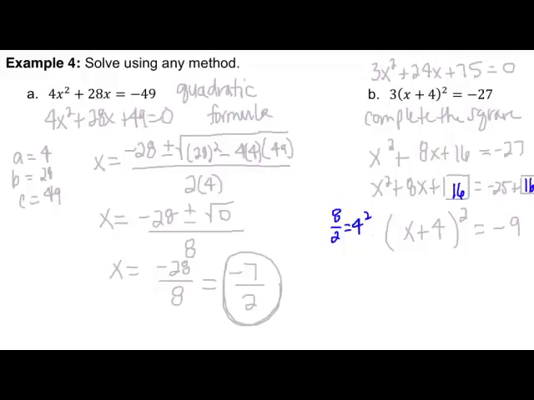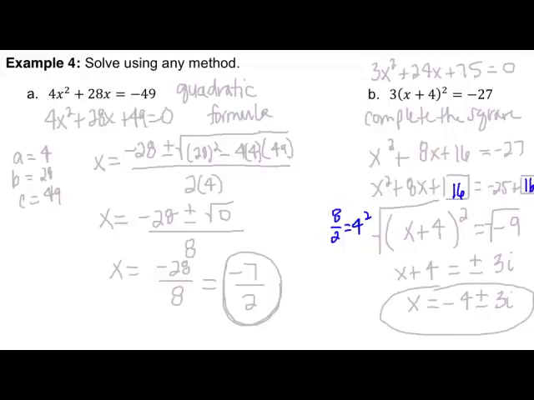So then to solve, I'm going to take the square root of both sides. So I have x plus 4 equals plus or minus the square root of negative 9. Square root of a negative number again is i. The square root of 9 is 3. So this is plus or minus 3i. So x equals negative 4 plus or minus 3i. Again, my real part comes first, so that's why I put the negative 4 in front. So my final solution is x equals negative 4 plus or minus 3i.